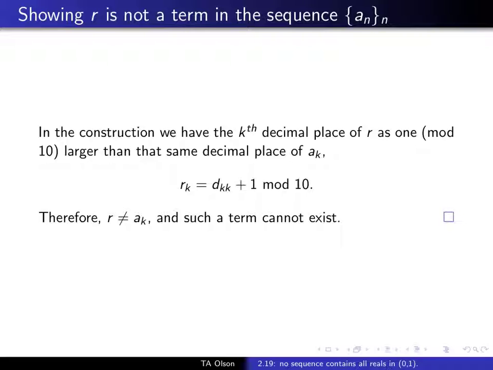All right. So in the construction, the kth decimal place of r is 1 mod 10 larger than the same decimal place of a sub k. So the kth decimal place of r is dkk plus 1 mod 10. Even if it matches everywhere else, it will not match on that decimal place. Therefore, it can't be equal to a sub k. Therefore, since there's nothing special about a sub k, such a term cannot exist. Therefore, r is not equal to a term of the sequence. Therefore, r is not in the sequence. Therefore, such a sequence containing all of the terms cannot exist. There you go.